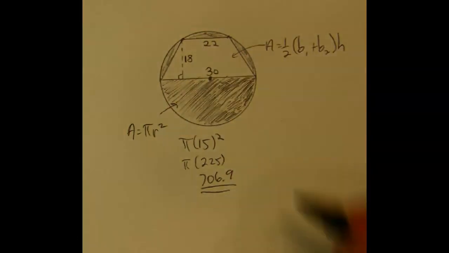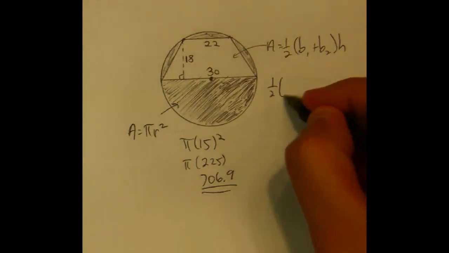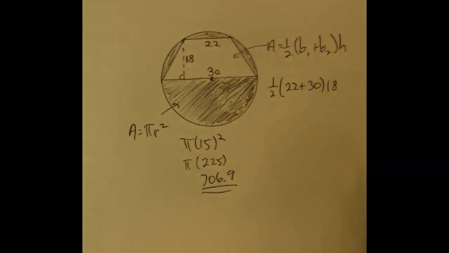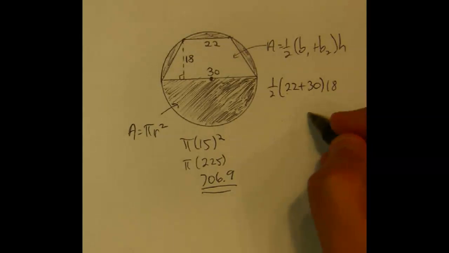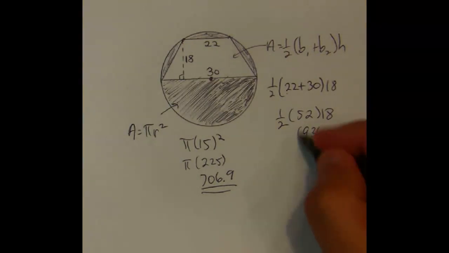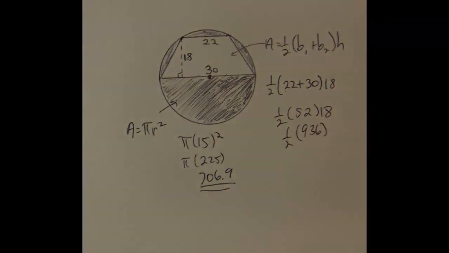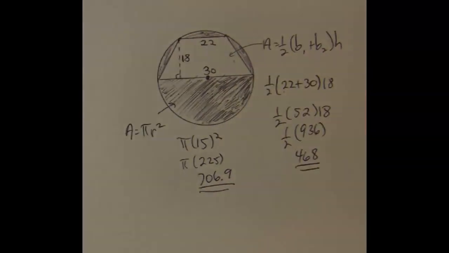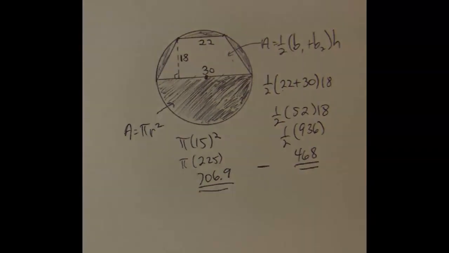Now let's take out the trapezoid. We have 1/2 (b1 plus b2) times the height. b1 plus b2 is 52. Alright, take the 52, multiply it by the 18, you get 936. Divide that by 2, and you get 468. Now 468 is the trapezoid, and we want to cut it out, so you just subtract.